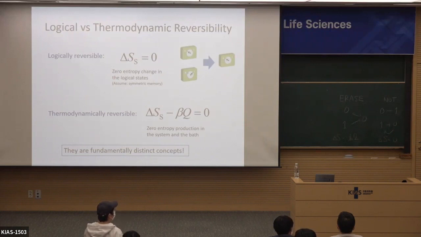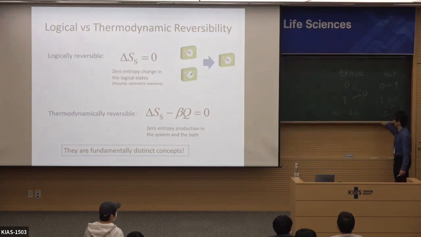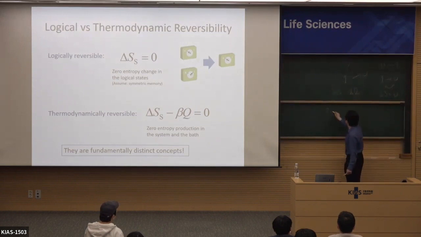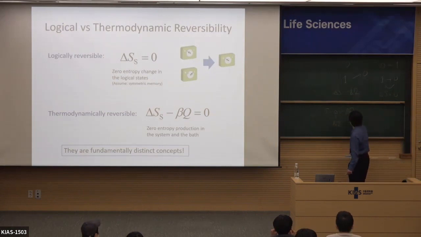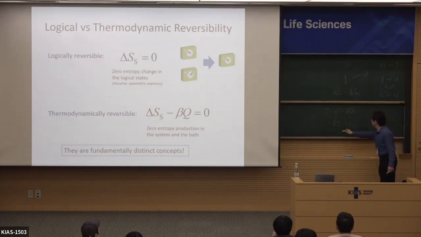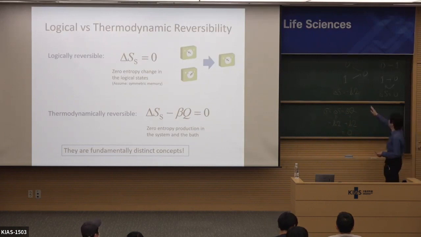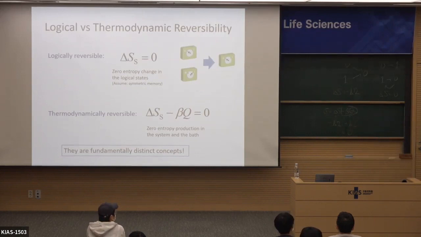On the other hand, in the case of thermodynamics, the entropy production is given by delta S minus beta Q. In the case of Landauer's erasure process, delta S is minus log 2, and this is plus log 2, because heat is dissipated. So now we have zero entropy production. This means that if you perform the information erasure very slowly, there's no entropy production or irreversibility, and everything is fine. The difference between logical reversibility and thermodynamic reversibility is the presence of this heat term, which represents the change of entropy in the heat bath. If we drop this, it's just logical reversibility, but thermodynamic reversibility is connected to the total entropy production including the bath.